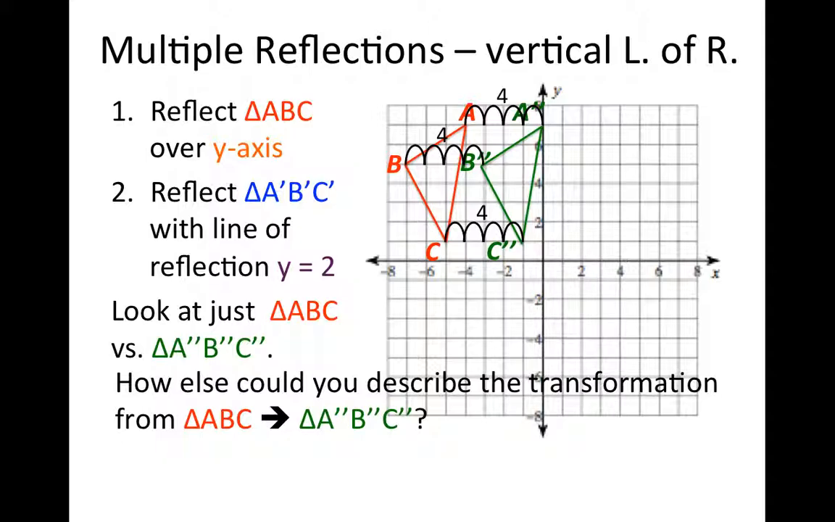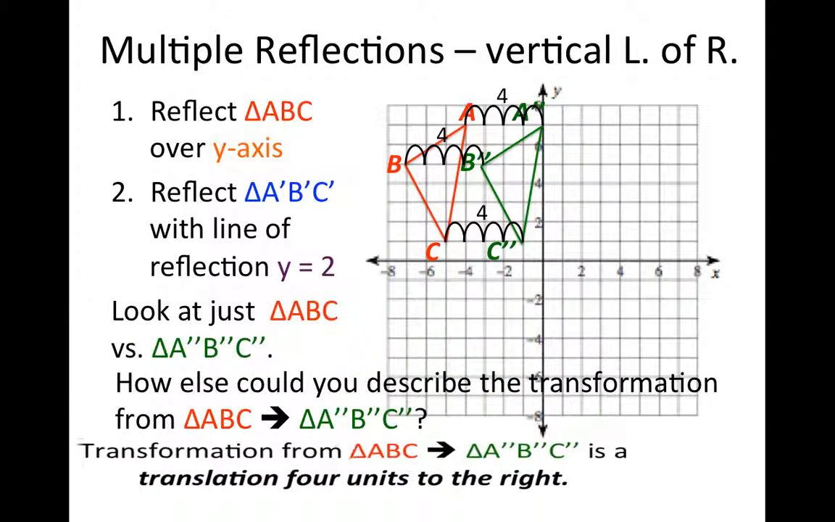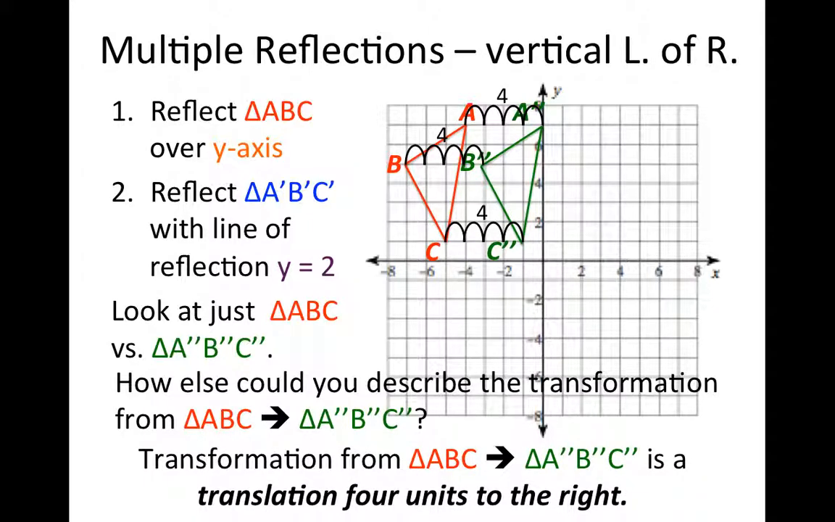So the answer is triangle ABC was transformed into triangle A double prime, B double prime, C double prime by a translation of 4 units to the right. So a translation to the right could be done with 2 different reflections.